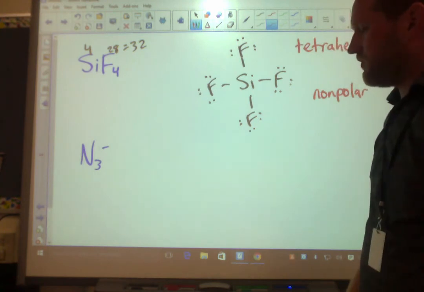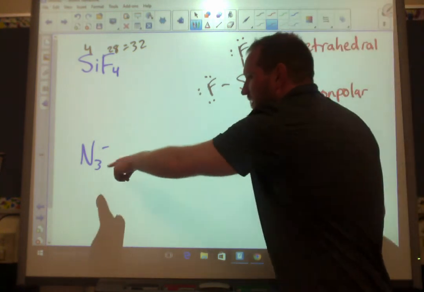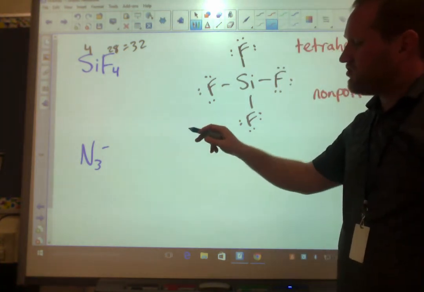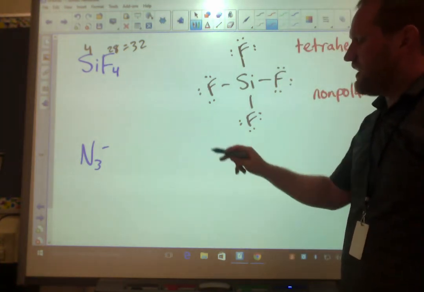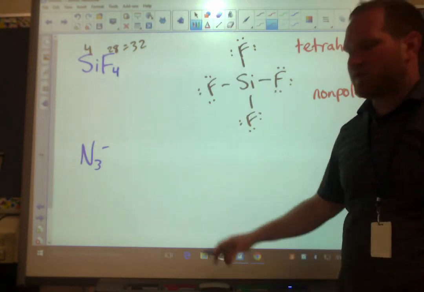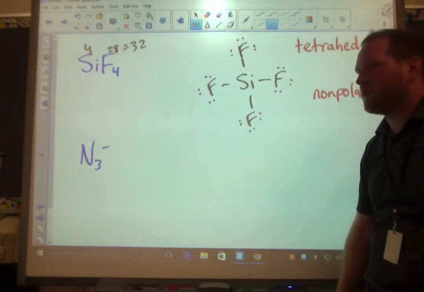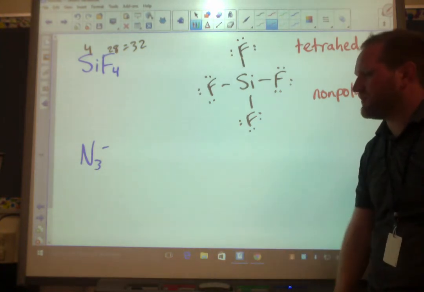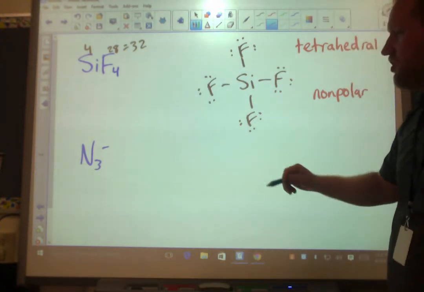N3 minus. Okay? This isn't a single nitrogen atom with a charge of 3 minus. It's N3 with a charge of minus. This is a polyatomic ion. I think it's called azide. I used to know. I just pulled up an example. N3 with a charge of minus.